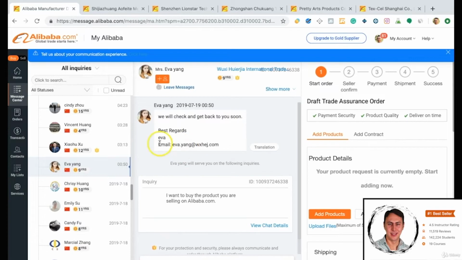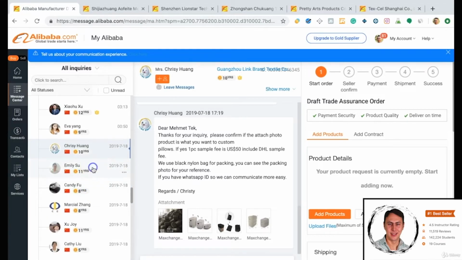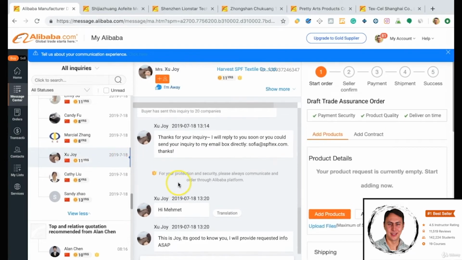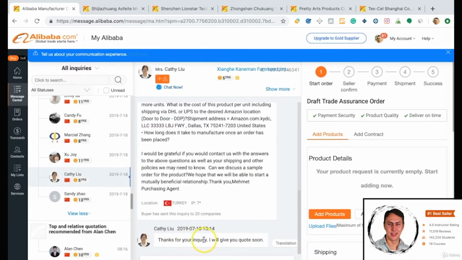Next one, the sample is $50. The product will be like the photos below. We asked a lot of questions, however, she didn't reply. She didn't even mention the price and just mentioned the sample. There is not enough explanation, so I didn't like this one. Let's pass the next one. This one is also asking for photos. We have sent plenty of information, and we even sent the Amazon link. It is obvious that they are not a good company. Let's pass. These ones also said we will reply to you as soon as possible, but they haven't replied.